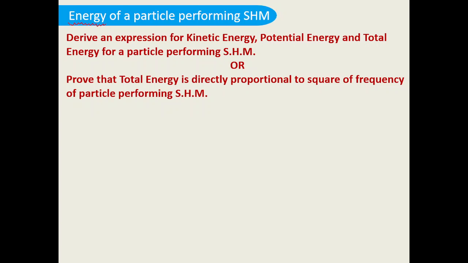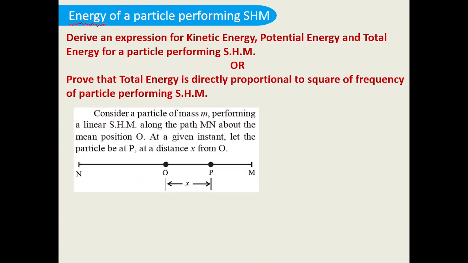Let us see the theory of this. We will consider a particle of mass small m performing linear SHM along the path MN about the mean position O. At a given instant, let the particle be at P at a distance x from O. So the particle is present at a distance of x from the mean position O, and capital M and capital N are the extreme positions.